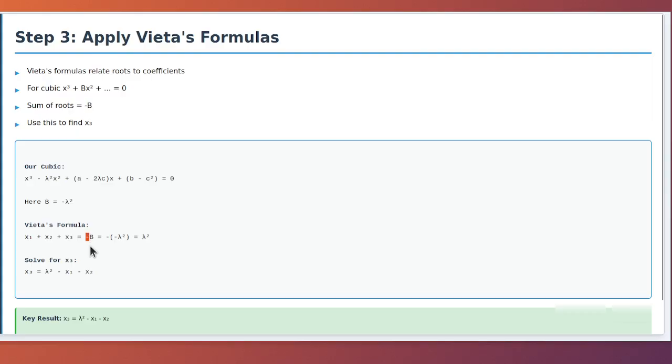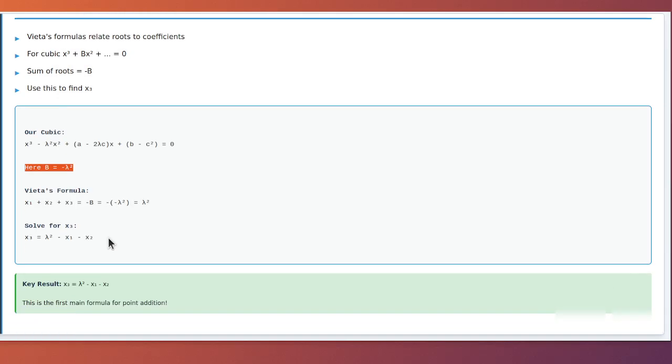Our cubic equation is x cubed minus lambda squared x squared plus (a minus 2 lambda c) x plus b minus c squared, equals 0. Comparing this to the standard form, we see that b equals negative lambda squared. Therefore, by Vieta's formula, the sum of the 3 roots is x1 plus x2 plus x3 equals negative (negative lambda squared), which simplifies to x1 plus x2 plus x3 equals lambda squared. This is useful because we can now solve for x3. Rearranging the equation, x3 equals lambda squared minus x1 minus x2.